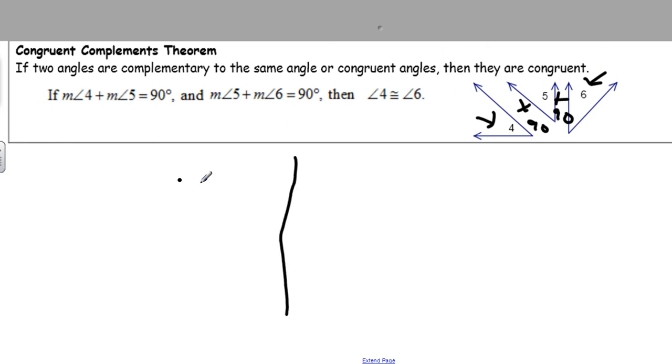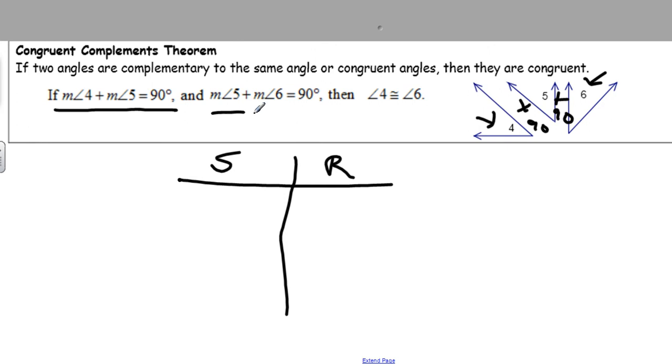So the same thing as the last one. We'll have your statements and your reasons. The way that you'll see it is you'll have a pair of angles that are 90 degrees and another pair of angles that are 90 degrees in one of your sets of statements.